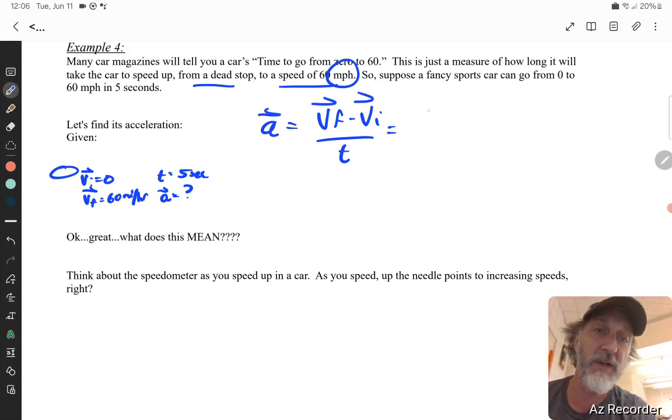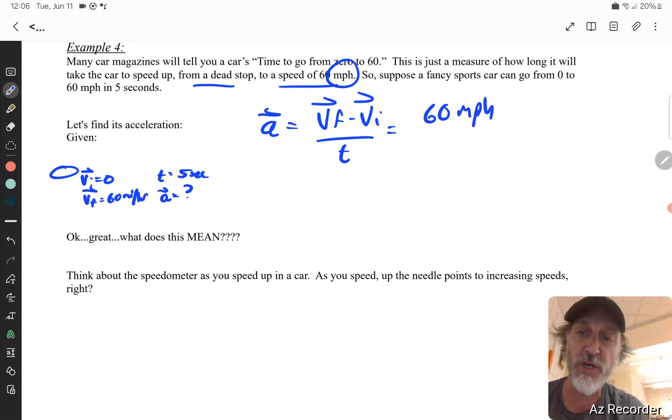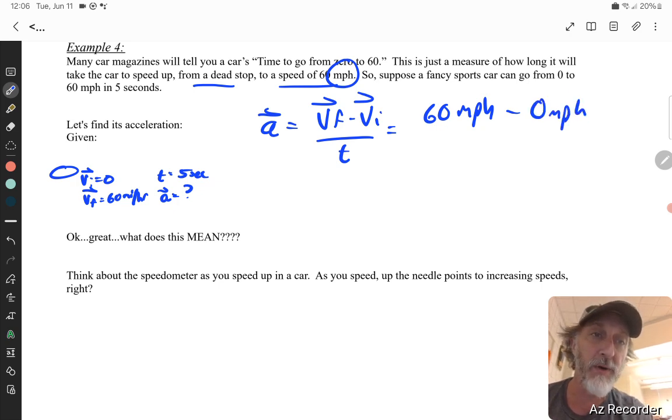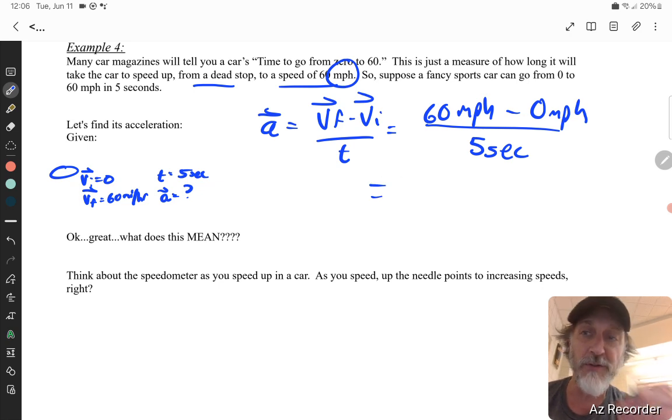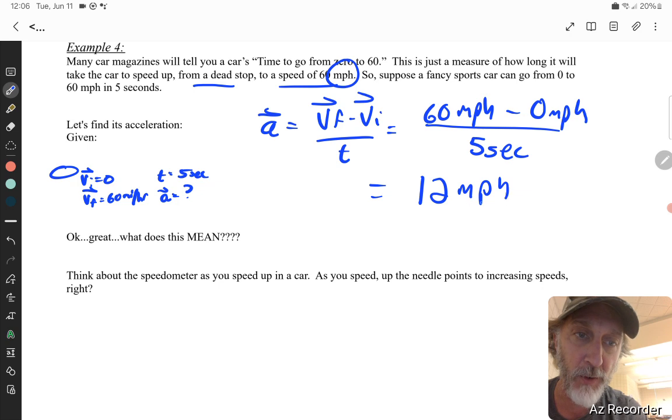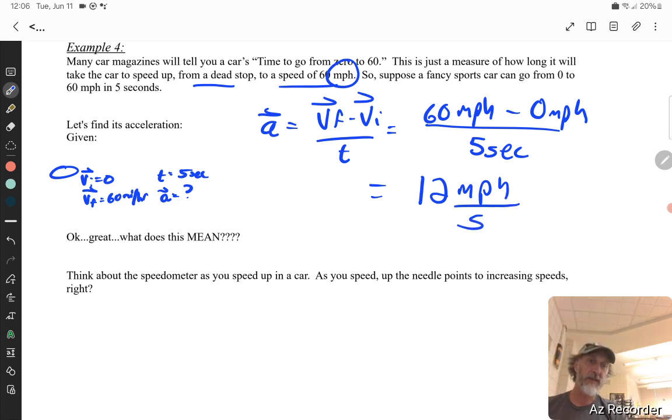So our final velocity is 60 miles per hour, minus our initial velocity of 0 miles per hour, divided by our time, which is 5 seconds. And notice we get an answer of 12 miles per hour per second. Okay, so that's what our acceleration is.